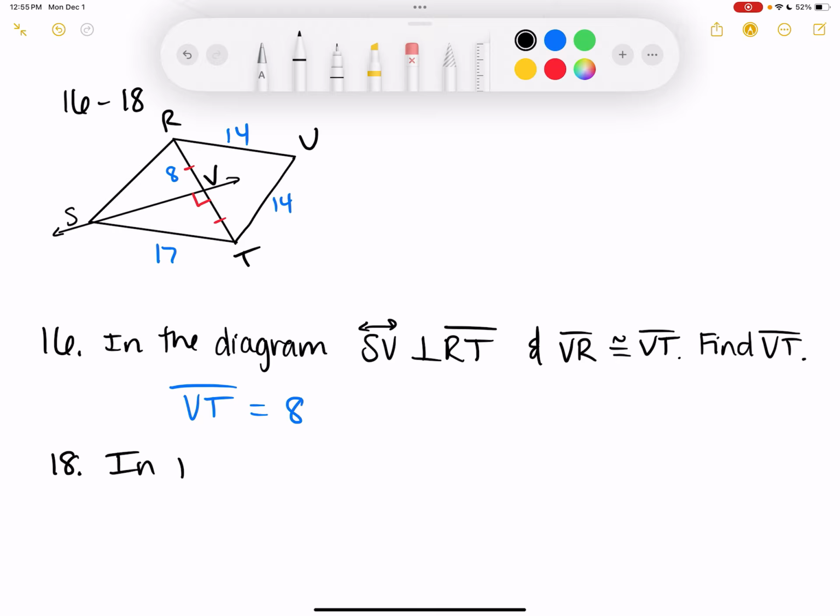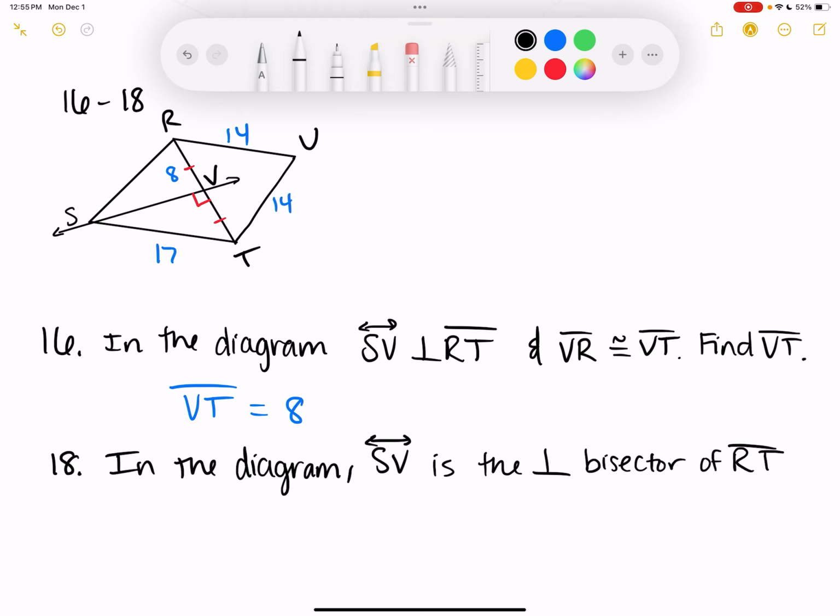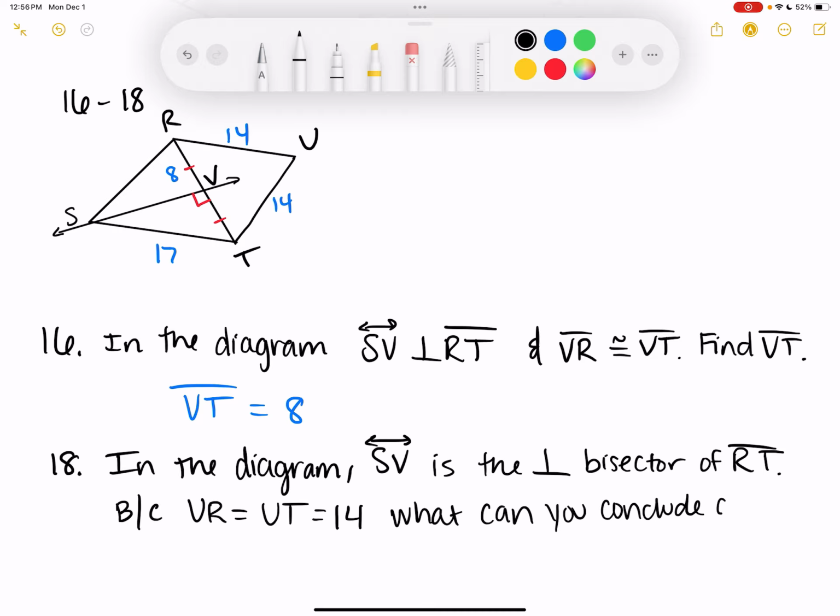All right, 18. In the diagram, SV is the perpendicular bisector of RT because UR is equal to UT, which is equal to 14. What can you conclude about point U?